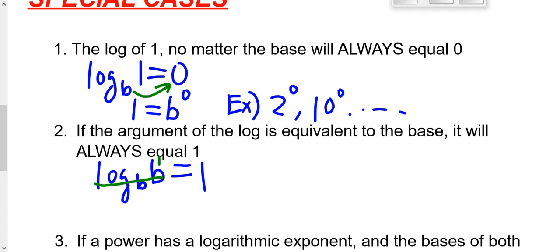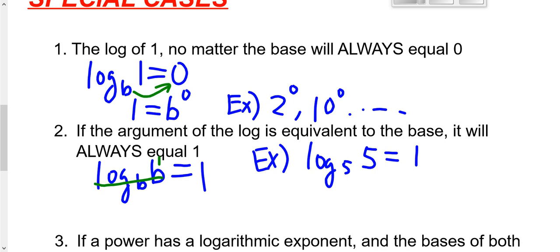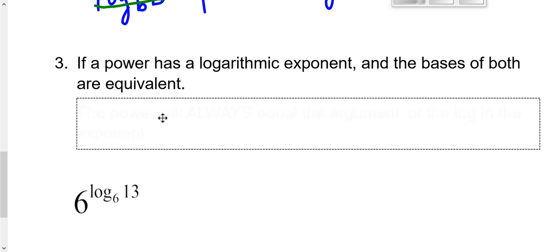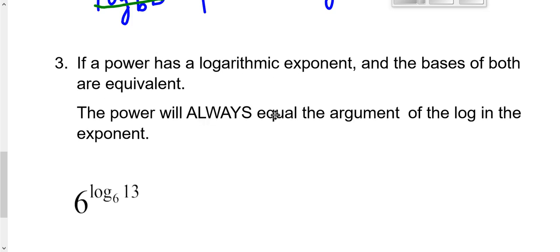If you want, try out a few examples yourself. So let's do log base 5 of 5. You can try this on your calculator. So that cancels out, that gives you 1. And then, okay, the last thing may not be so obvious. If a power has a logarithmic exponent, and the base of both are equivalent, something like this, the power will always equal the argument of the log in the exponent.